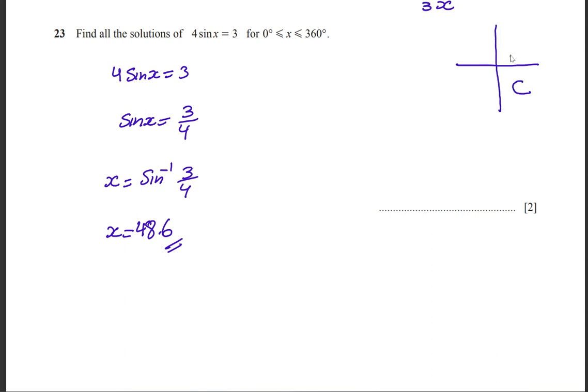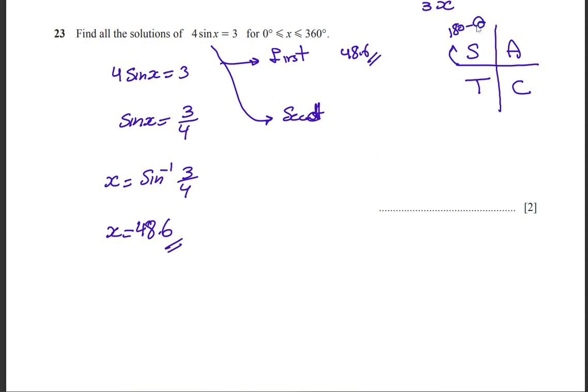We all know the CAST rule, that sine is positive in two quadrants, the first quadrant and the second quadrant. So we have two values here. The first quadrant is directly 48.6, and for the second quadrant we do 180 minus theta, so 180 minus 48.6. So we have two values here: x equal 48.6 and x equal 131.4.